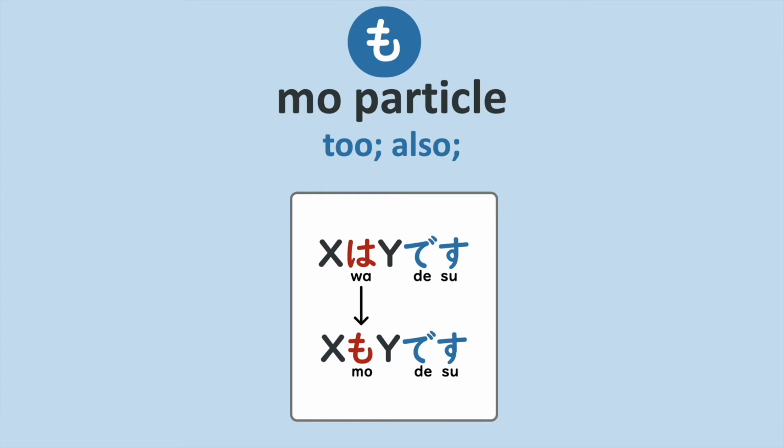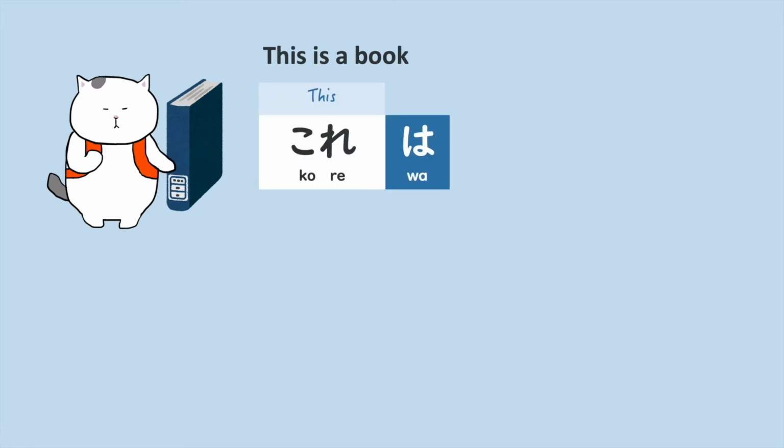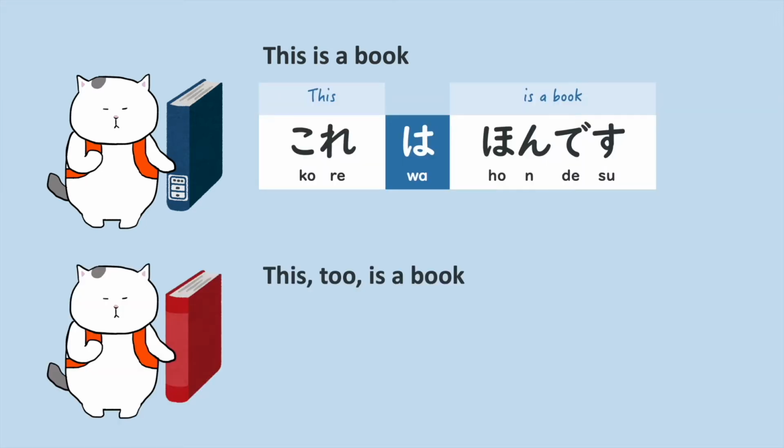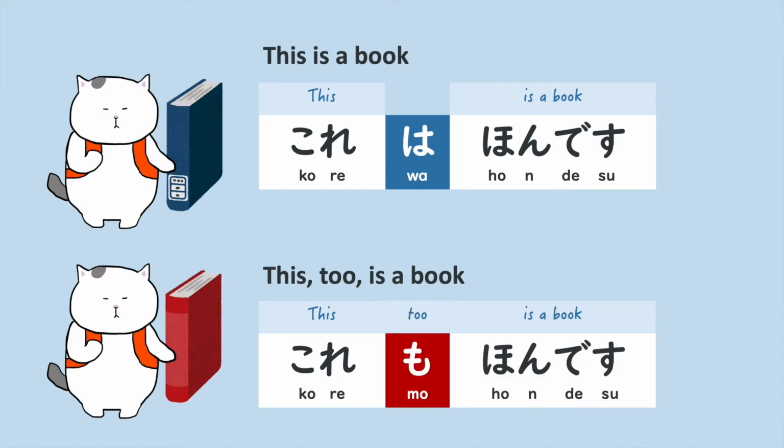Let's see some examples. The first example is "This is a book." これは本です。Let's try to say "This too is a book." That will be これも本です。Notice the も particle simply replaced the は particle.